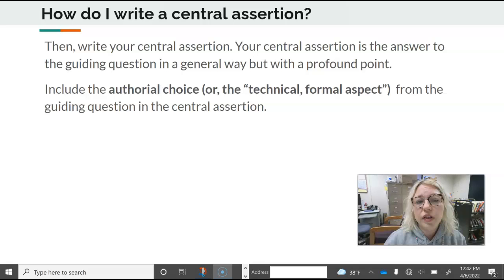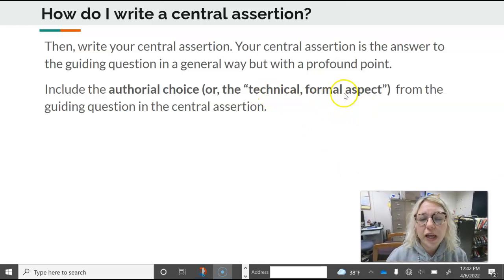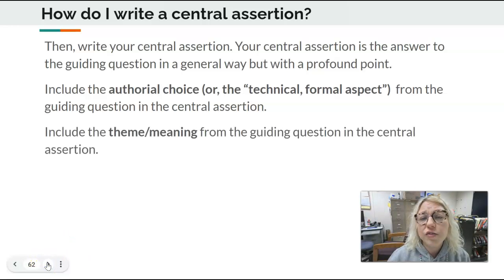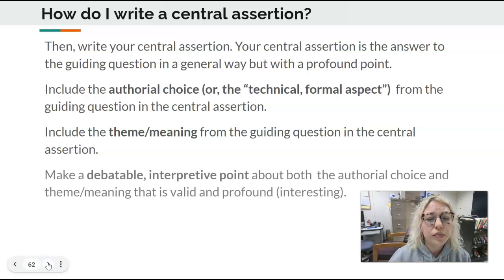Make sure you include that authorial choice or technical formal aspect, whatever we're calling it, from the guiding question in this central assertion. And include that effect or the theme meaning from the guiding question in the central assertion. And then make a debatable interpretive point about both the authorial choice and the theme or meaning or effect that is valid and profound. Easier said than done, right?